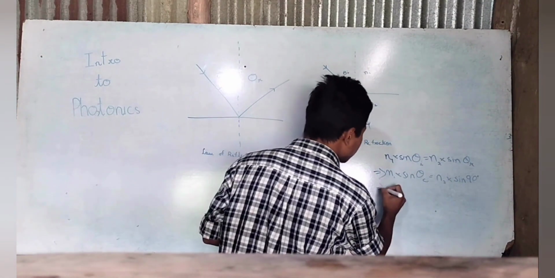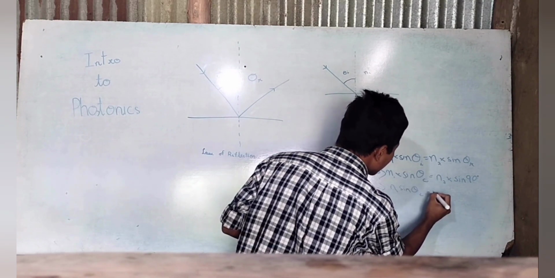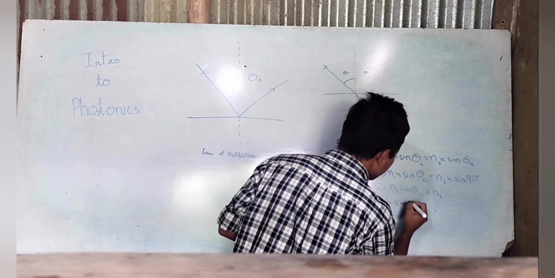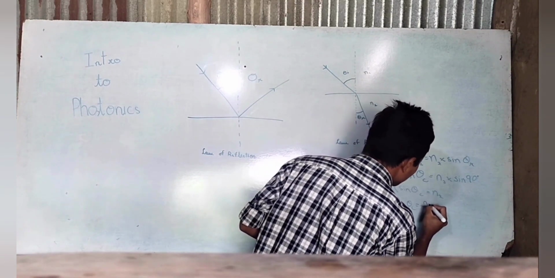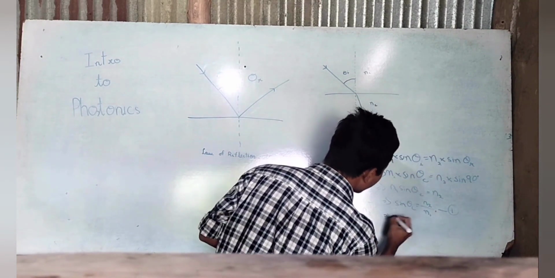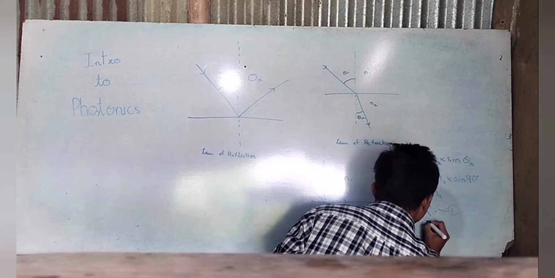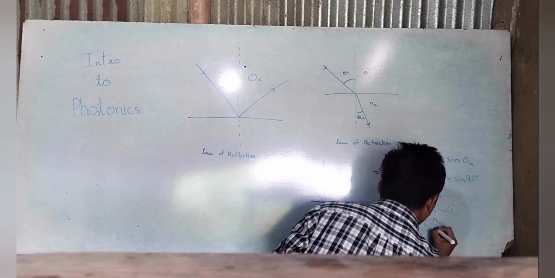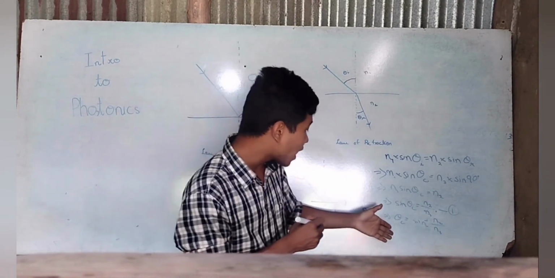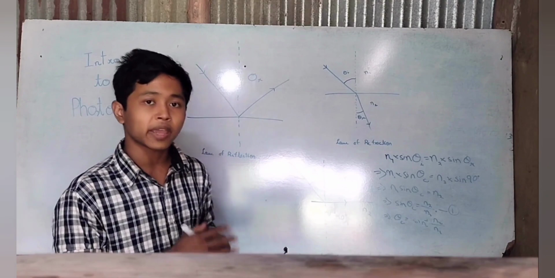So it implies that n1 sine theta c equals n2. If you want to find sine theta c, it equals n2 by n1, which we make equation number 1. Then we have the critical angle theta c equal to sine inverse of n2 by n1.